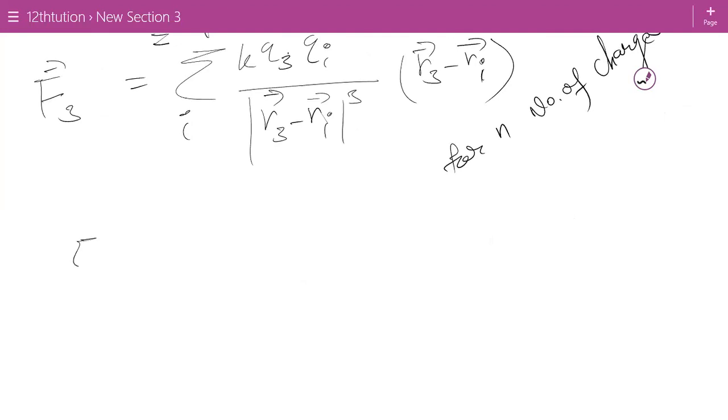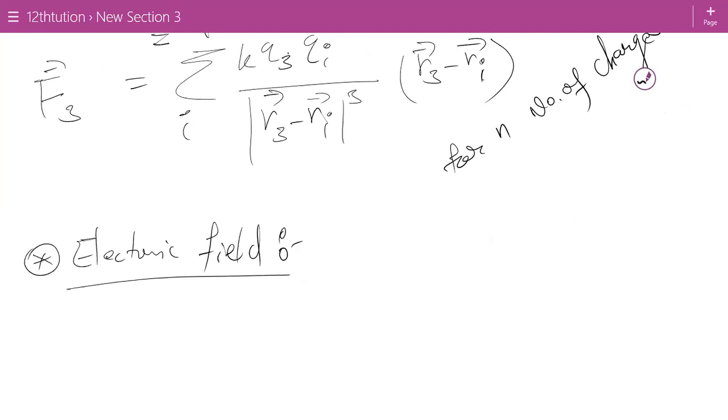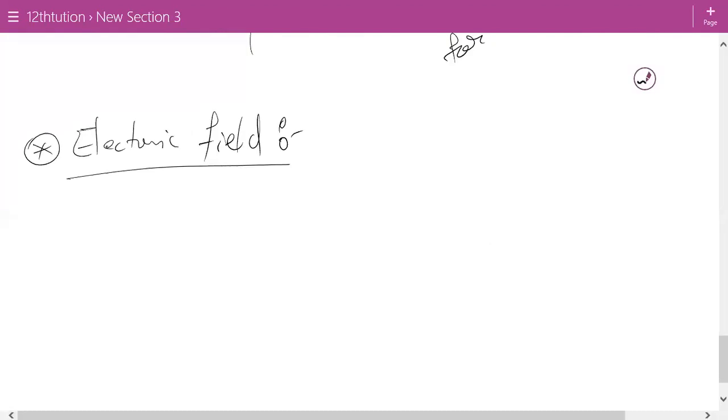Okay, so now we will talk about the electric fields. What is electric field?